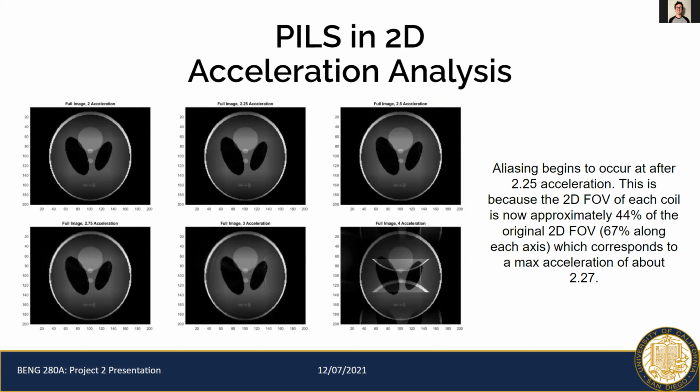So, lastly, aliasing in the 2D case begins to occur at about 2.25 acceleration. This is because the 2D field of view of each coil is approximately 44% of the full image space, which corresponds to a max acceleration of about 2.27.